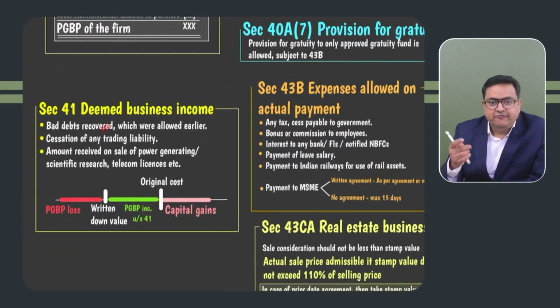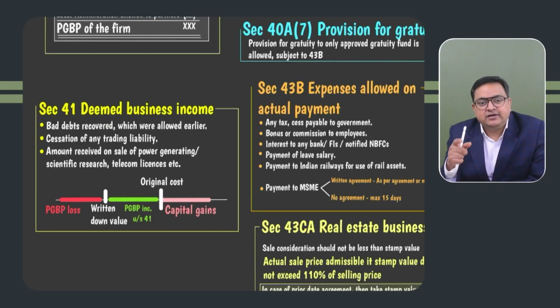Deemed business income. Whenever you receive bad debts which were claimed earlier, in the year of recovery it will become your PGBP income. Any expense which was debited earlier and which you have now recovered will become your PGBP income. Whenever you sell your power generating asset or your scientific research asset, it is a deemed PGBP income; we have already covered this. This would be covered under section 41. Got it?